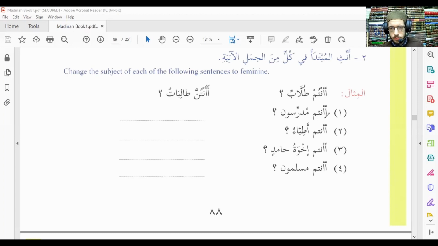And so we have an example here. It says, أنث المبتدأ في كل من الجمل الآتية. Change the subject of each of the following sentences to make it feminine. We have an example. أأنتم طلاب. This is a جملة اسمية, مبتدأ خبر. Are you all students? In common English, we would say, are you students? And what they want us to do is to turn it into the feminine. أأنتن طالبات. So here we had to change the subject pronoun أنتم to أنتن.